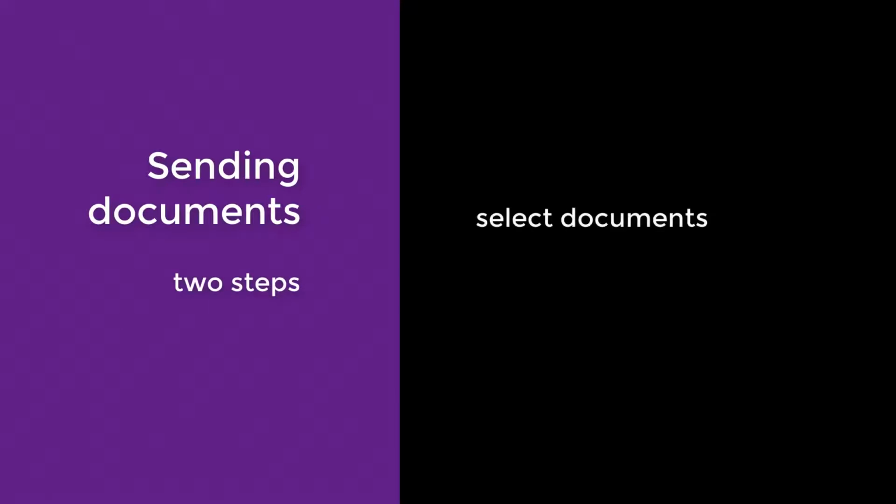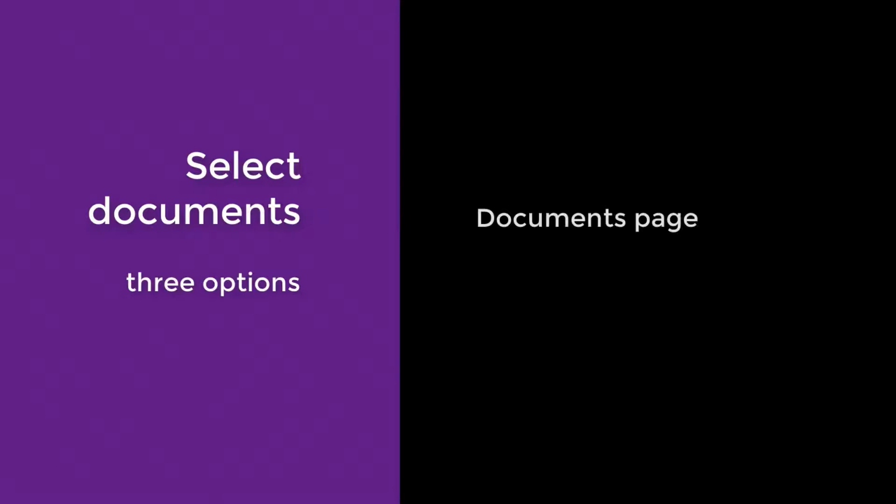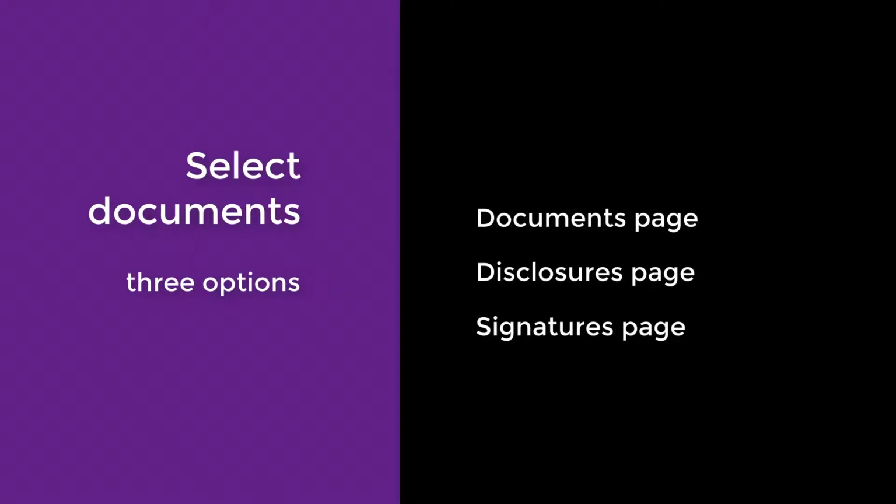Select the documents you want to send, review signature parties, and form tabs. There are three ways to select documents. You can work from the Documents page, Disclosures page, or Signatures page. Let's look at each option.